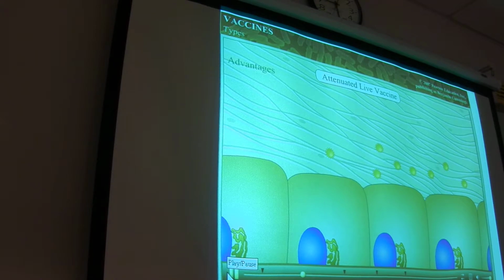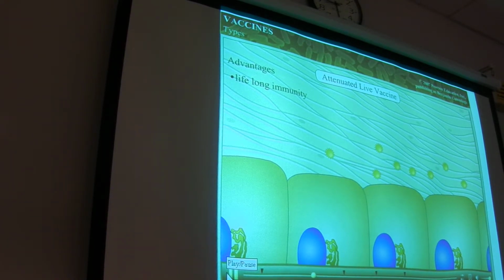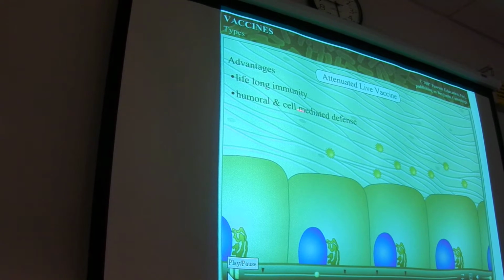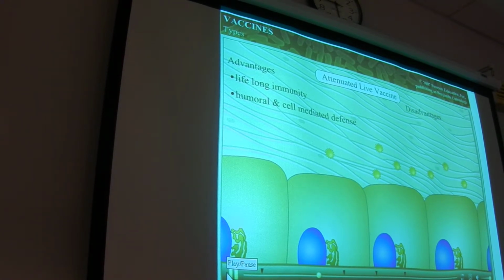This type of vaccine has several advantages. It's the most effective at inducing lifelong immunity. And when the pathogen is a virus, it will induce both humoral and cell-mediated defenses. So these are two important points here. The disadvantages are that the pathogen can cause disease in an immunocompromised person, and occasionally can revert to its virulent form and cause disease even in a healthy person. Okay, so I want you guys to get that.